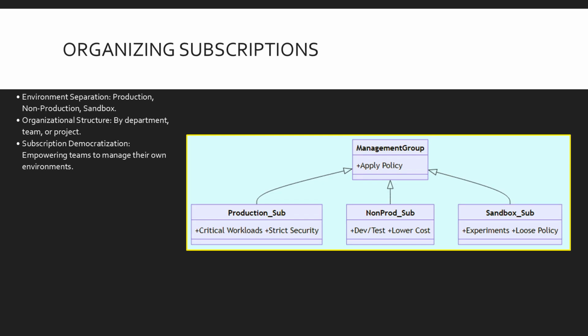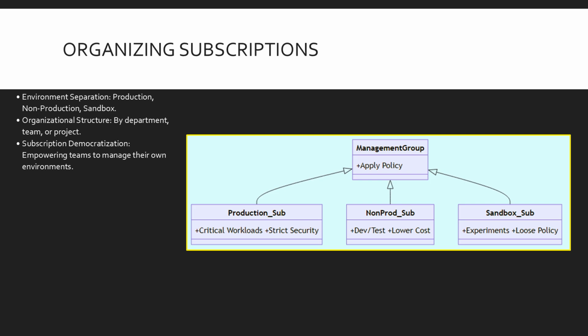Effective organizations don't just create subscriptions randomly, they follow a strategy. A best practice is to separate environments. You should have distinct subscriptions for production, non-production, and sandboxes. This ensures that a developer testing a new feature in a sandbox cannot accidentally impact a live production application. This approach is often called subscription democratization, where you empower workload teams with their own subscriptions to build quickly, while the central platform team manages governance via management groups.